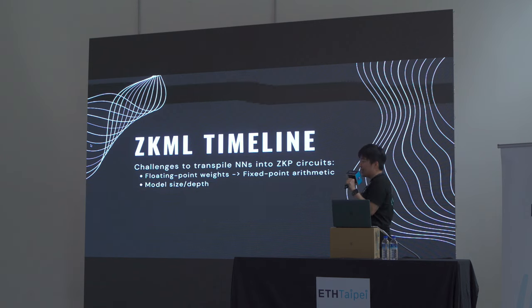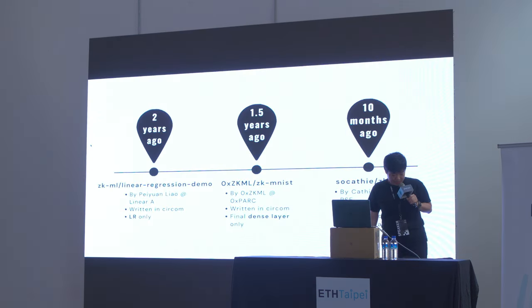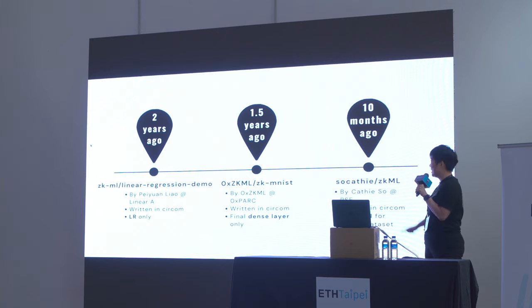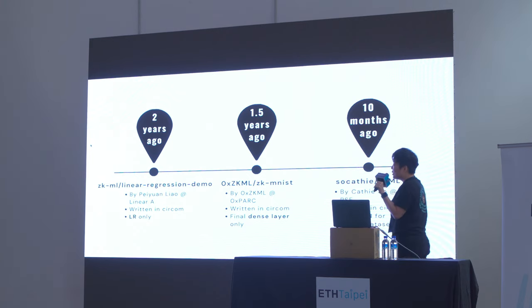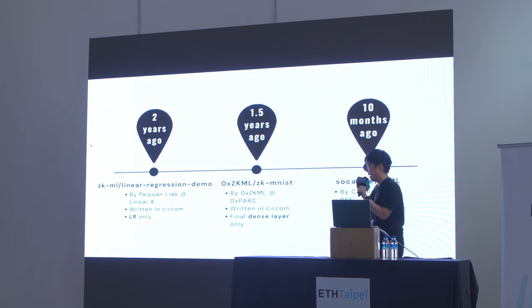Well, so what has been done to solve these two problems? This is everything up to like 10 months ago. Actually, 2 years ago, we only started with linear regression. Okay, so these are all the GitHub links in case anyone is interested in the code base. So 2 years ago, we only started with linear regression.